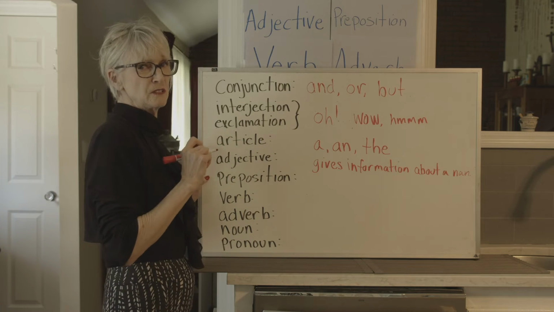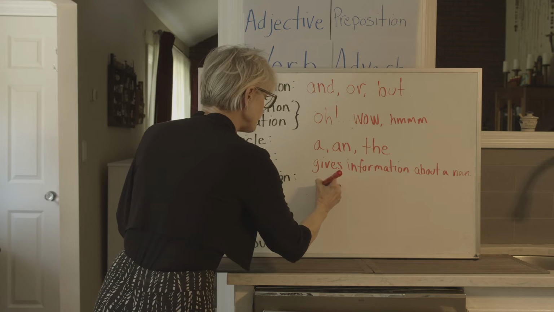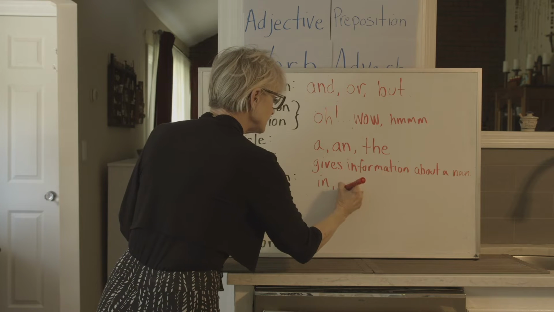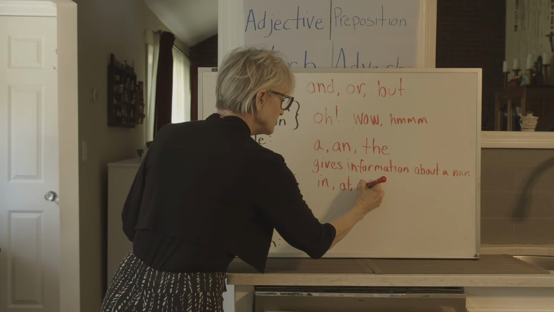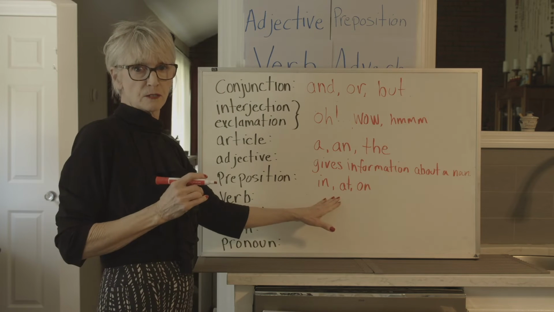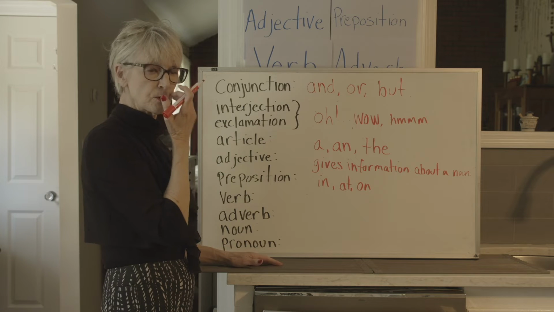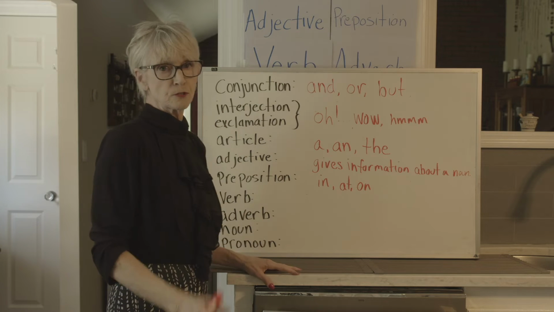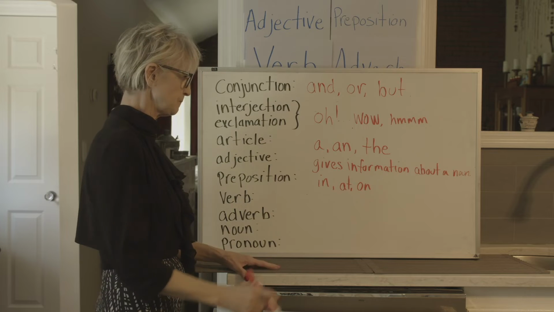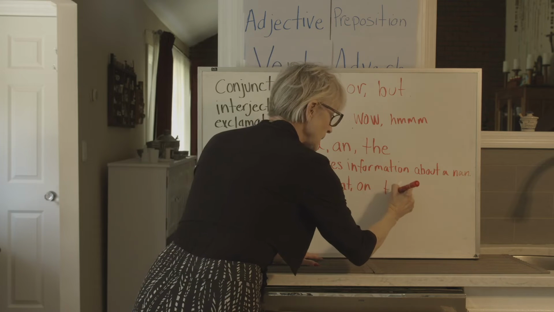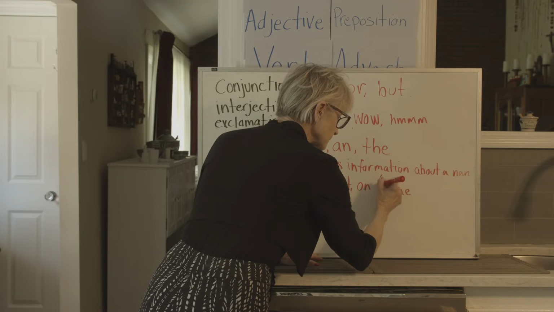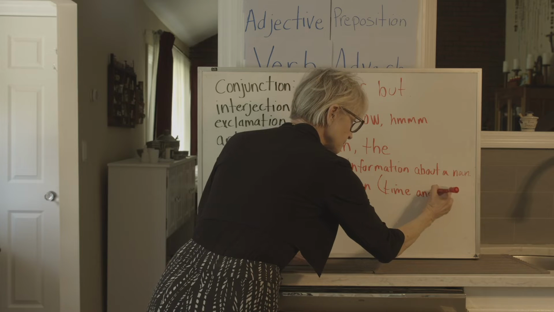Preposition. These can be very tricky in English. In, at, on are the most common ones, but you also can have next to, in front of. So prepositions are usually for time and place. So think of time and place.